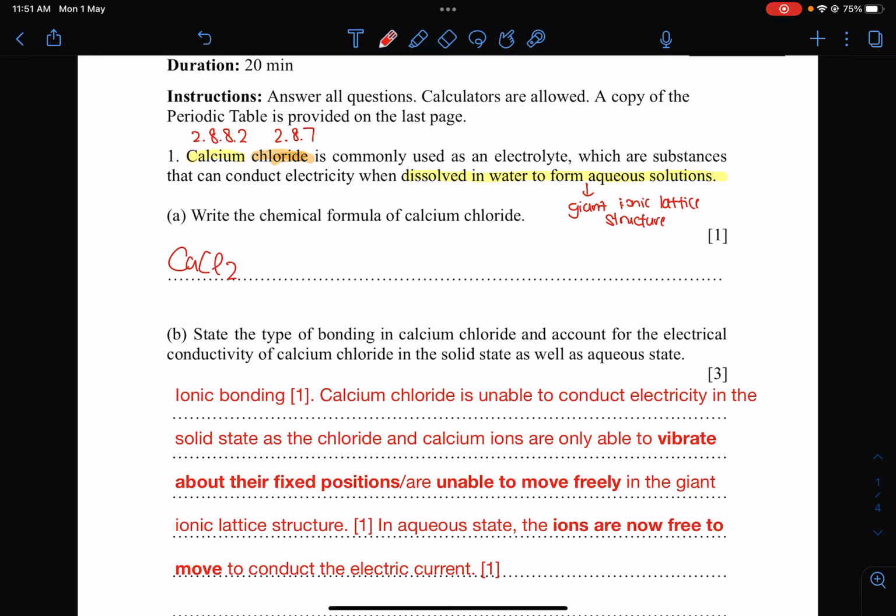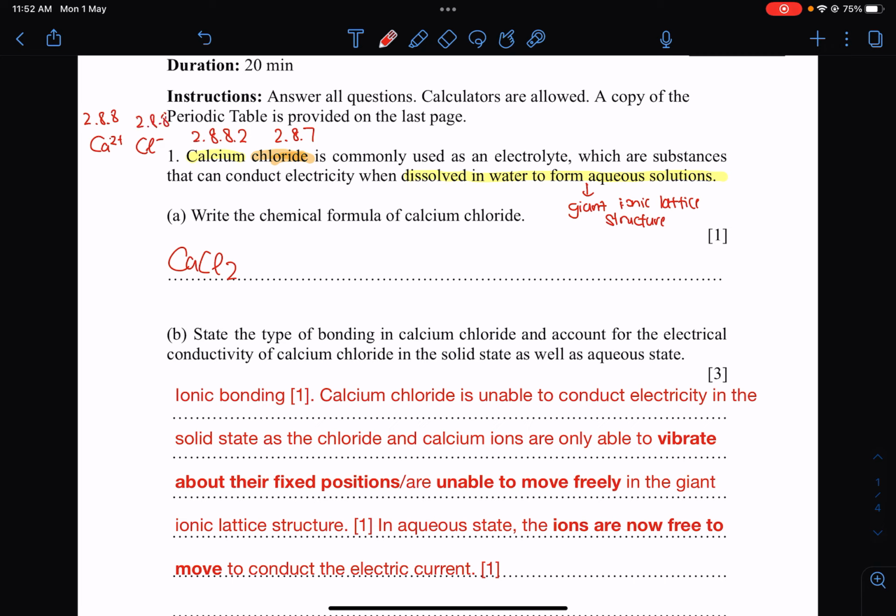Okay, so just based on this, you should know that calcium will lose 2 of its valence electrons to form Ca2+, and chlorine will gain 1 valence electron to form Cl-. So in this case, both of them will now achieve the electronic configuration of a noble gas. Remember, Ca2+ will be 288 and Cl- will also be 288.